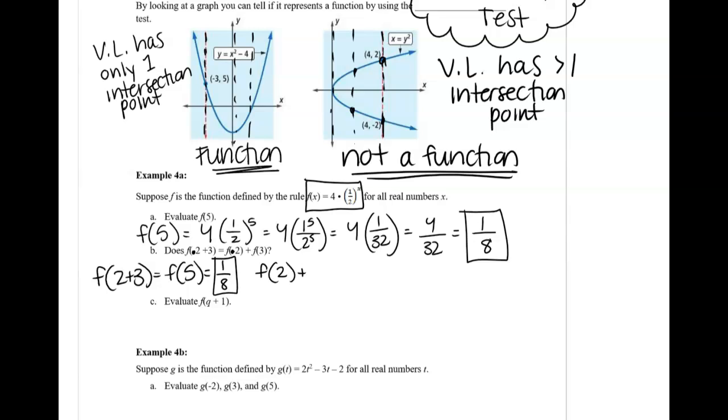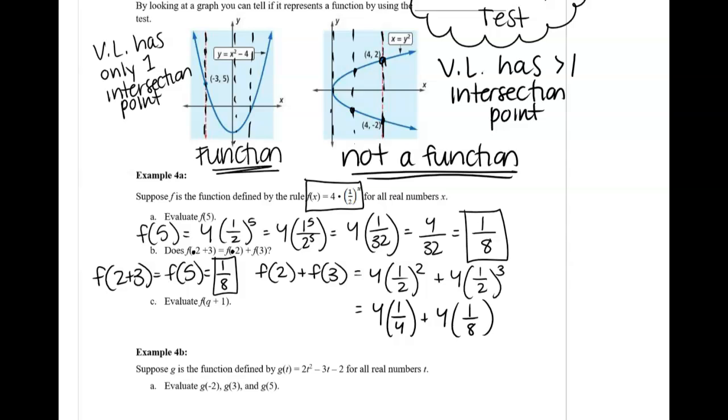f of 2 plus f of 3 will be equal to f of 2, which is 4 times 1/2 squared, plus f of 3, which is 4 times 1/2 cubed. 4 times 1/2 squared is 4 times 1 squared over 2 squared, or 1, plus 4 times 1/2 cubed, which is 4 times 1 cubed over 2 cubed, which is 4 times 1/8, which is 4 over 8, which is 1/2. So the question is, does 1/8 equal 1 plus 1/2? And the answer is definitely not.